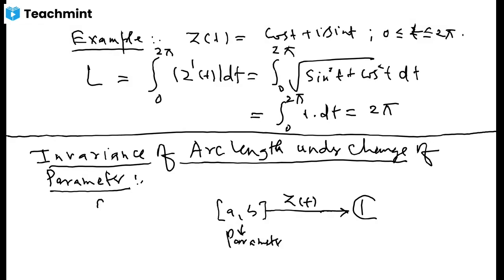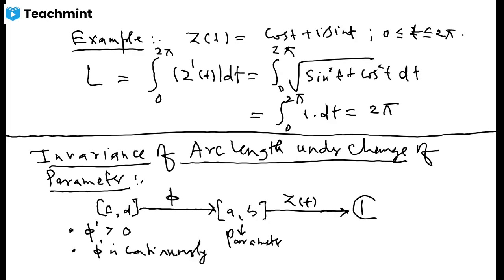Let us consider another parameter interval [c, d], and suppose we have a function between these two parameter intervals, this phi. But this phi has to have some properties. Its derivative must exist and needs to be positive. When we say that its derivative is positive, obviously phi is an increasing function. And not only this, we also need that its derivative is continuous. That means this is continuously differentiable.